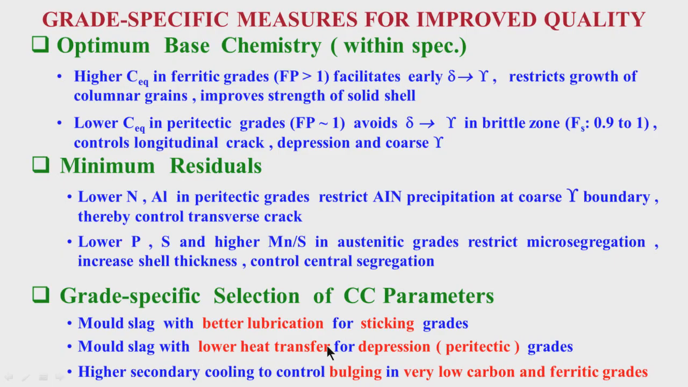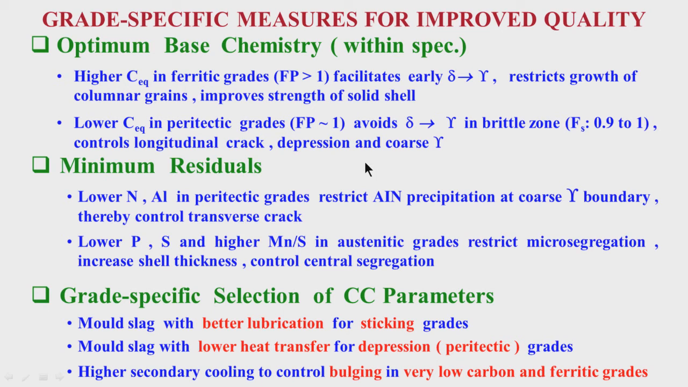So, first it has to be uniform powder distribution, uniform feeding of powder from the top, and also the powder characteristic should be such that we have lower heat transfer, we have uniform heat transfer, and therefore, we have less depression in these peritectic grades. So, first, depending on understanding the solidification characteristics, understanding whether it is a sticking and bulging or depression grade, we have to select the casting parameters accordingly.